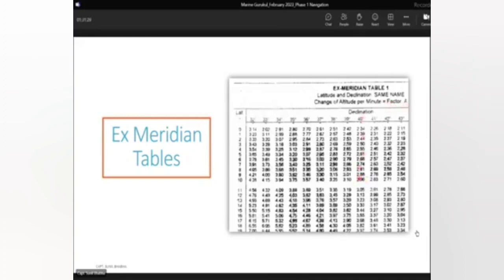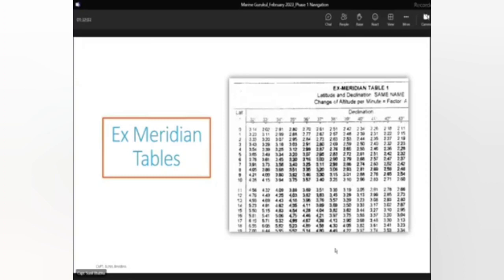So we have obtained the factor A from X meridian table 1. In this particular example, we have taken 40 degree declination and 10 degrees latitude, and it comes to be 2.96. After obtaining this factor A, we enter into table number 4. So up to here, okay, beta. Shall I move to table 4?